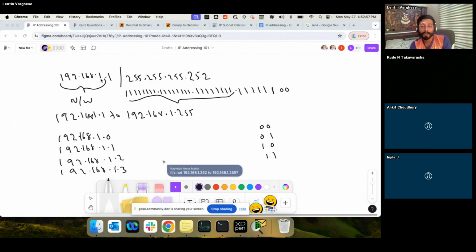Not really. When we talked about 252, that's the subnet mask we are talking about. The subnet mask is just to tell us which part of this IP address represents the network and which part the host. So essentially, we are creating a subnetwork that this IP address belongs to.